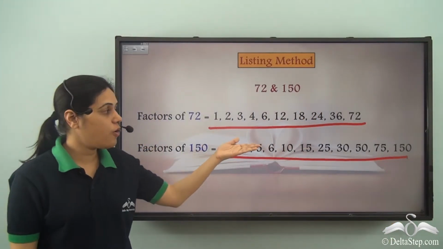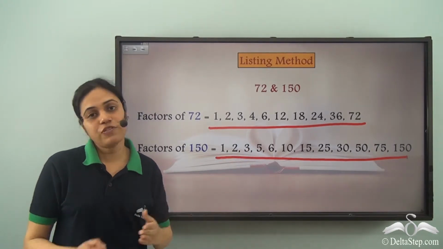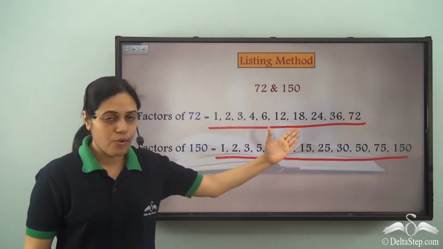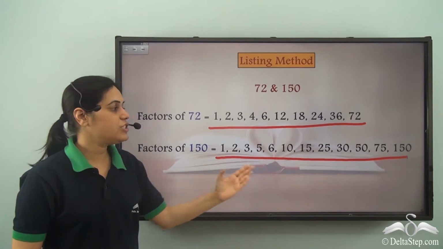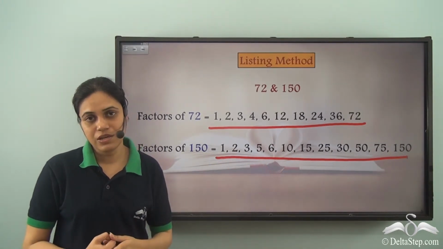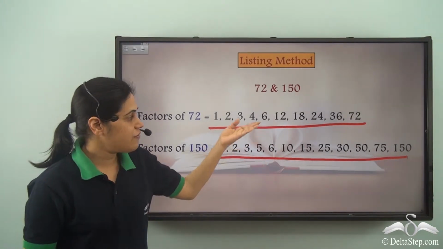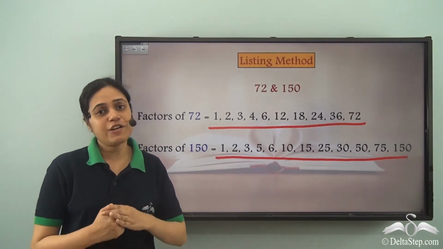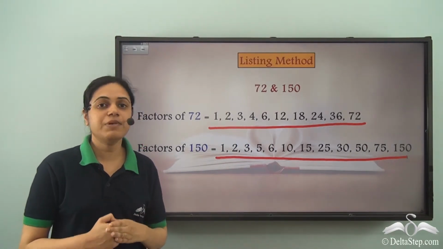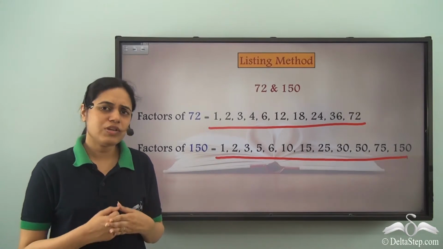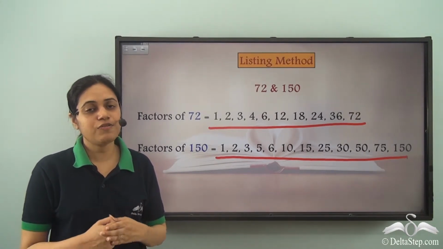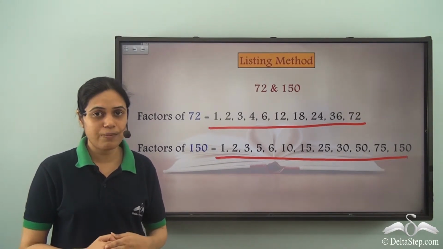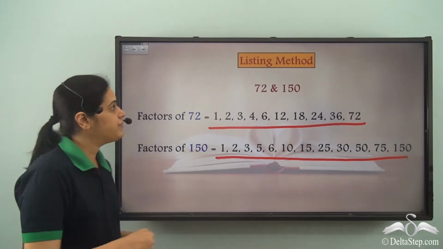Can you see how many factors each of them has? There are so many factors of 72 and so many factors of 150. If I start comparing them, it would be quite a time consuming process. So is there any easier method to find the common factors of these two numbers? Let us see.